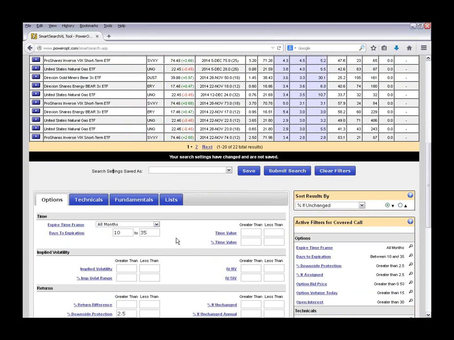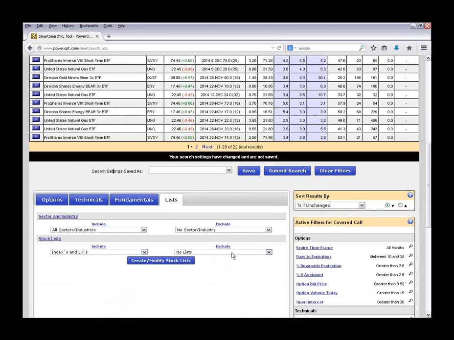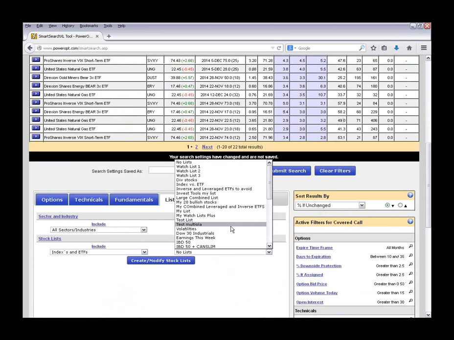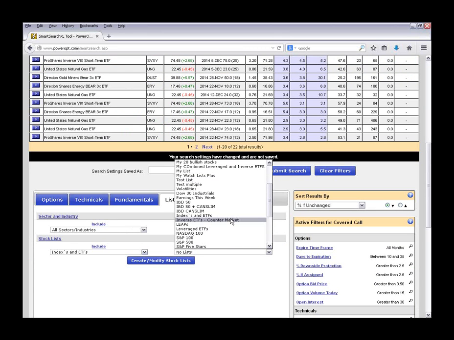Okay, and let's narrow that down by going back into lists and telling the system that we either don't want to see any inverse ETFs, but I'm going to select leveraged ETFs. I don't want to see any of these ultra long, ultra short, 2 times bull, 2 times bear, 3 times bull, 3 times bear.